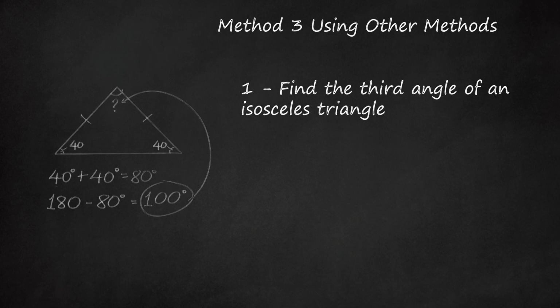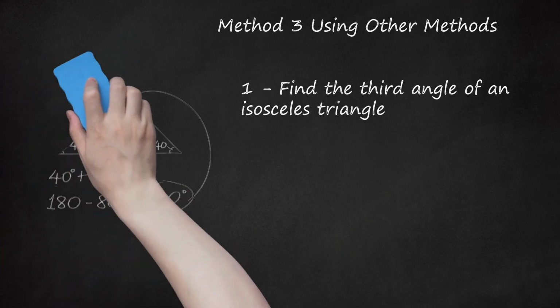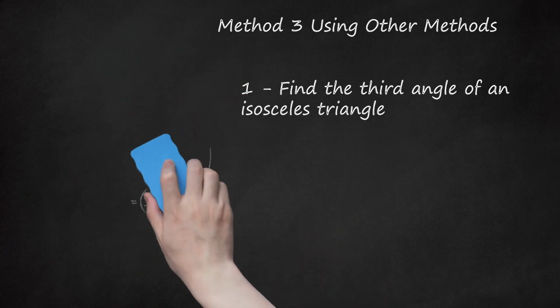Here's how to find it. If one of the equal angles is 40 degrees, then you'll know that the other angle is also 40 degrees. You can find the third angle if needed by subtracting 40 degrees plus 40 degrees, which is 80 degrees, from 180 degrees. 180 degrees minus 80 degrees equals 100 degrees, which is the measurement of the remaining angle.